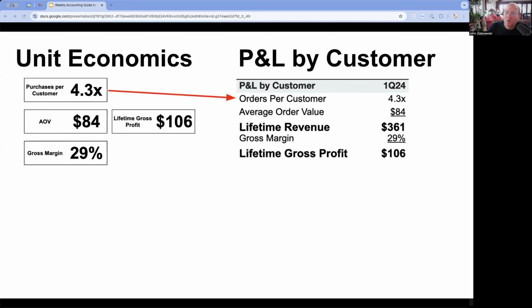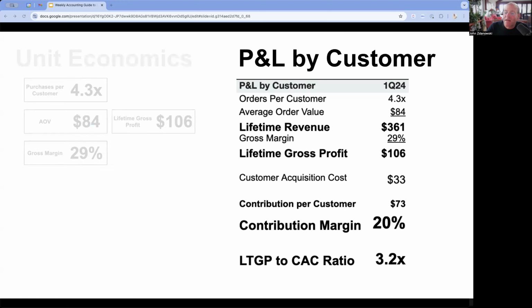So now let's turn those unit economics into a P&L by customer. So 4.3 purchases per customer times an average order value of $84 is lifetime revenue of $361. With a gross margin of 29%, that's a lifetime gross profit of $106. So let's continue down the path. So now from that lifetime gross profit, we subtract the customer acquisition cost of $33 to get to a contribution per customer of $73. And this is what happened for this company in Q1.